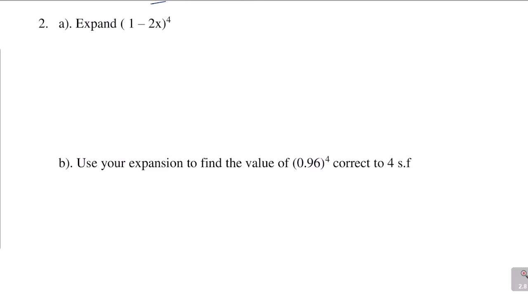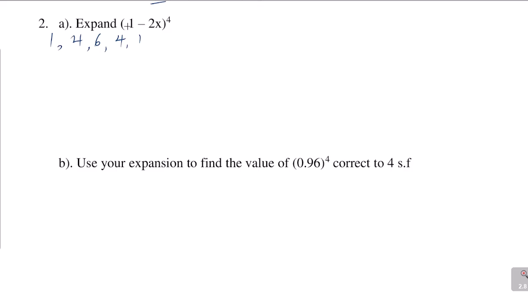Question 2, part A: expand (1 subtract 2x) to power 4. The first thing you're going to get from Pascal's triangle is the coefficients of power 4. The coefficients are 1, 4, 6, 4, and 1. Those are the coefficients. Then now we can expand.